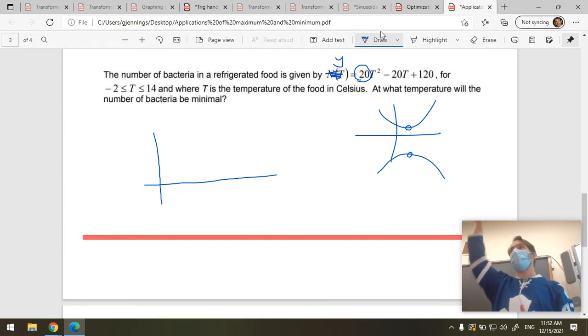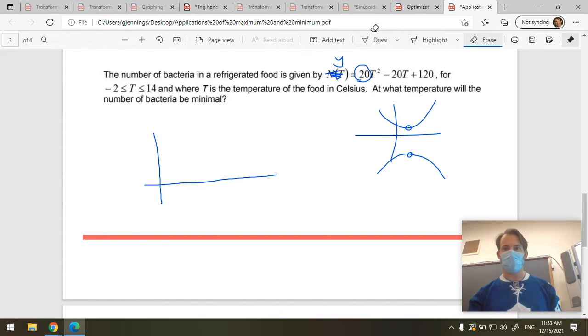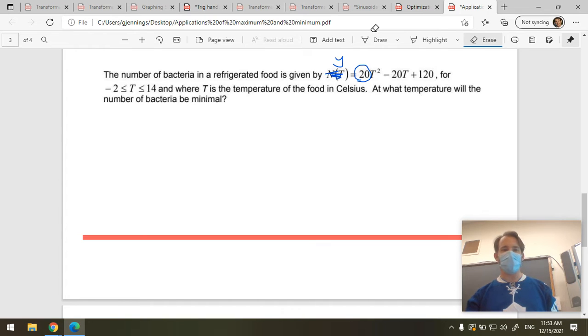So there's going to be some point where the bacteria is the lowest, and that's where you'd want to eat this food. And it's going to be somewhere over there. So, two ways we can solve this problem. It says, at what temperature will the number of bacteria be minimal?